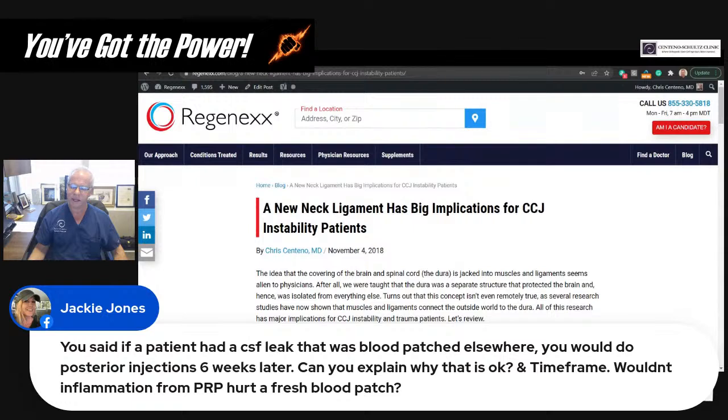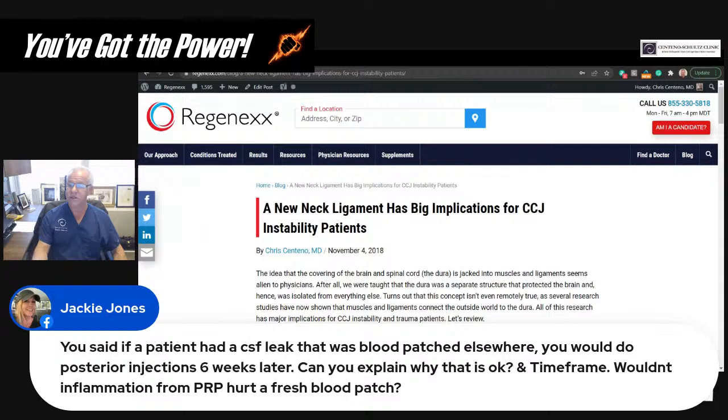Jackie, you said if a patient has a CSF leak that was blood patched elsewhere, you would do posterior injection 6 weeks later. Can you explain why that's okay? Time frame, wound inflammation from PRP, hurt a fresh blood patch? I don't remember saying that exactly like that, Jackie.